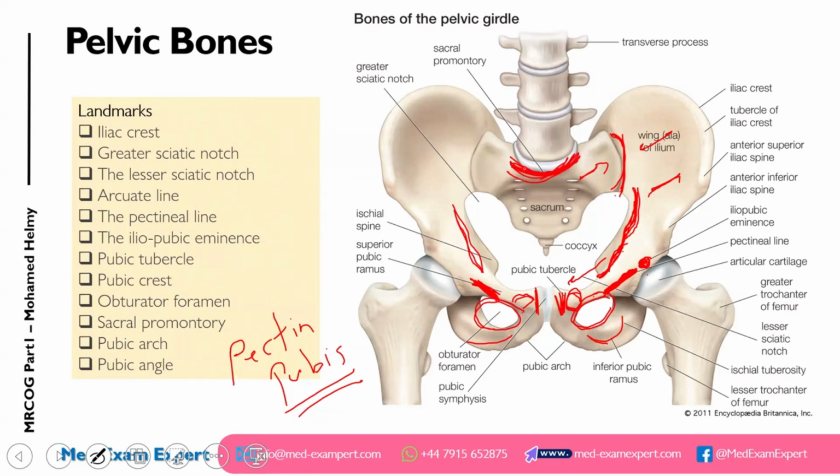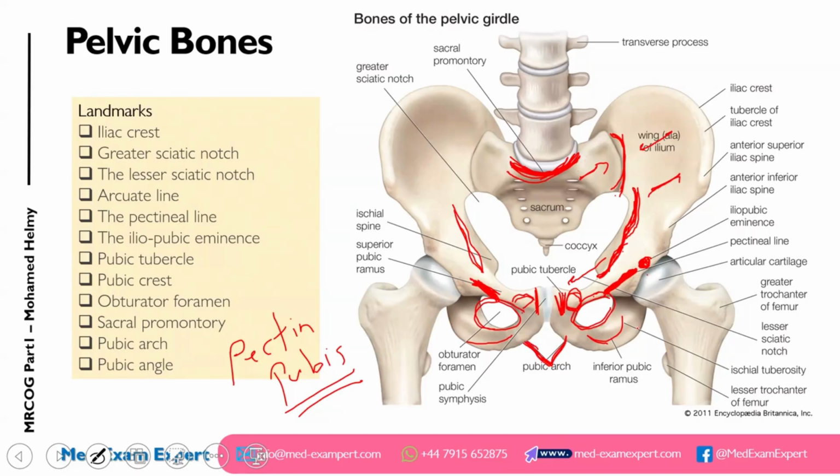And we have the pubic arches. Like I told you, we have the superior pubic arch and the inferior pubic arch. Or we can replace the word arch by the word ramus. So we have the superior pubic ramus, or superior pubic arch, or inferior pubic ramus or arch. And the plural of ramus is rami, of course. So these are the pubic arches.